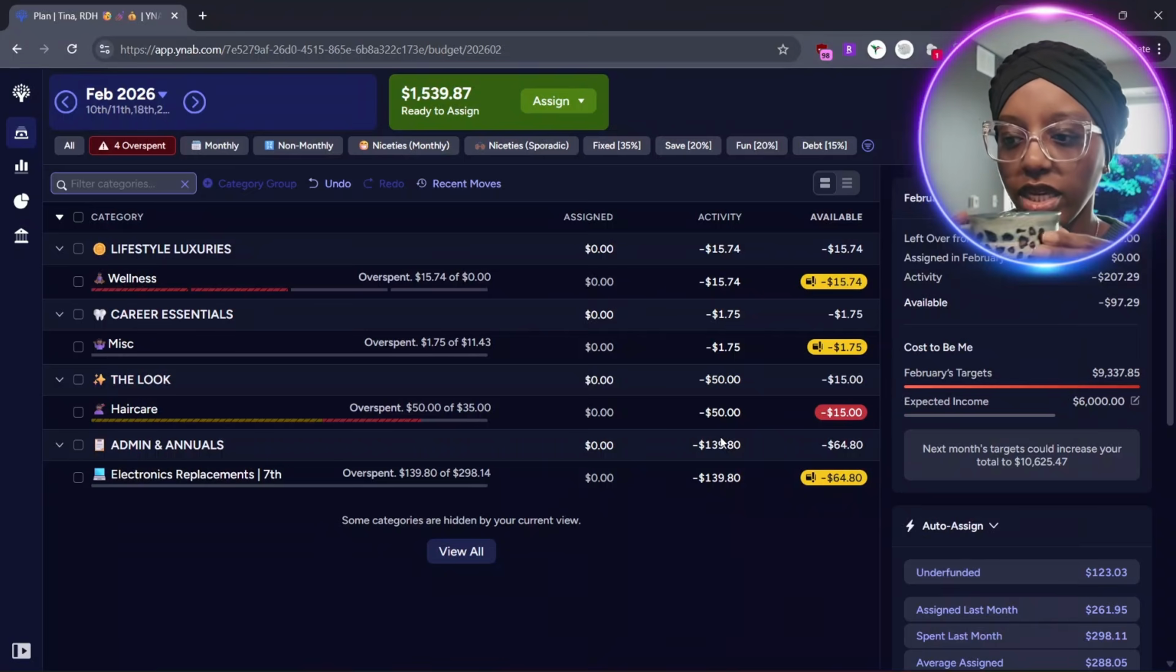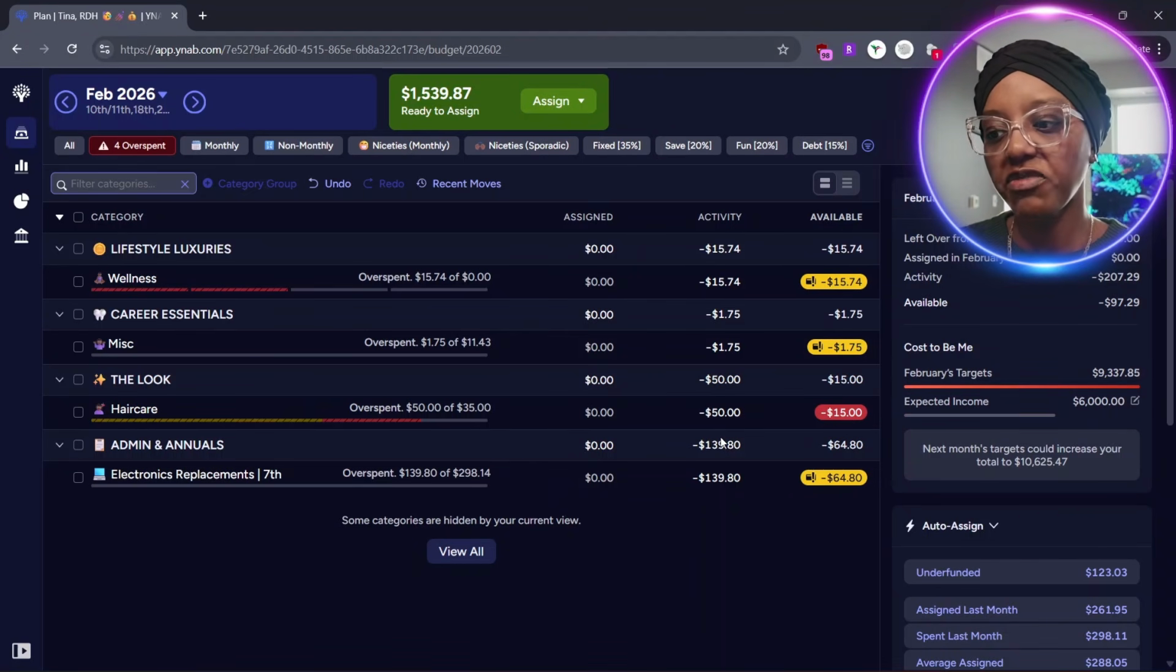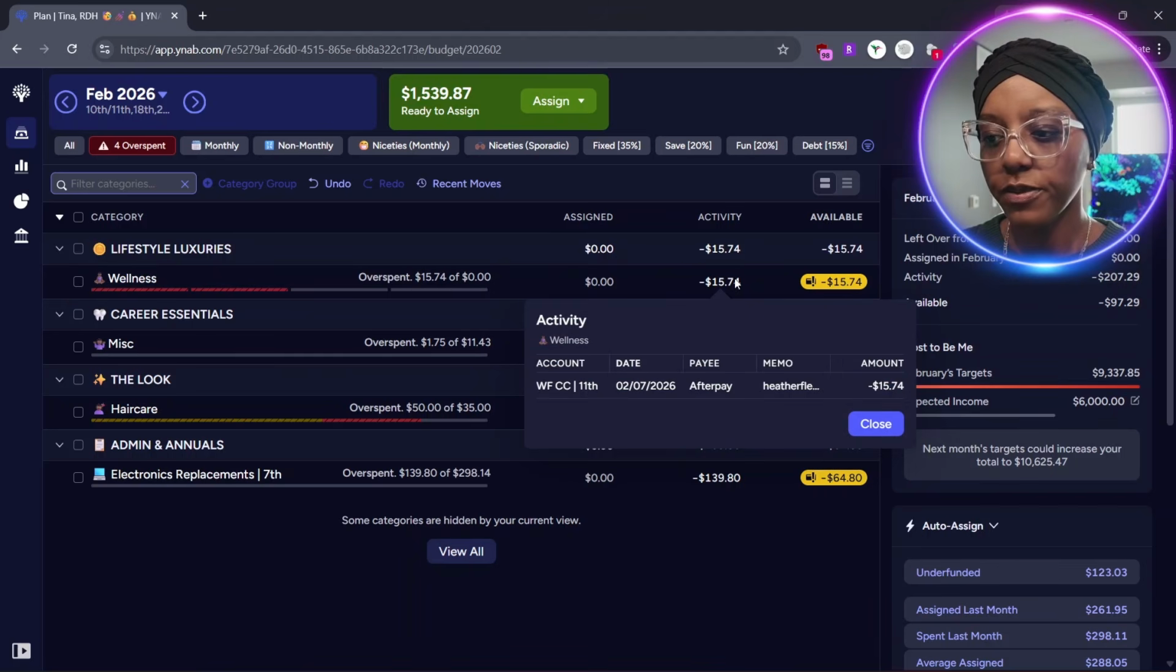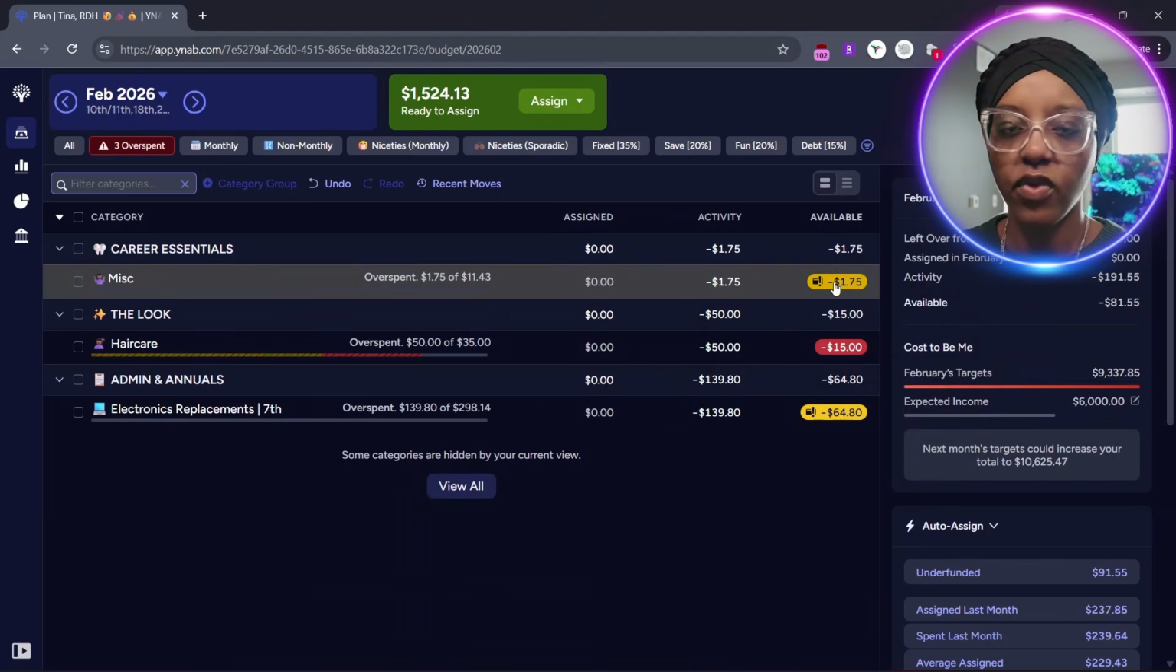Moving on to wellness. Looks like I had nothing in there and I spent $15.74. What was this on? Oh, that's for the Afterpay that just came up. So I'll need to go ahead and just assign that. I don't think it's actually come out, but it's coming out real soon.